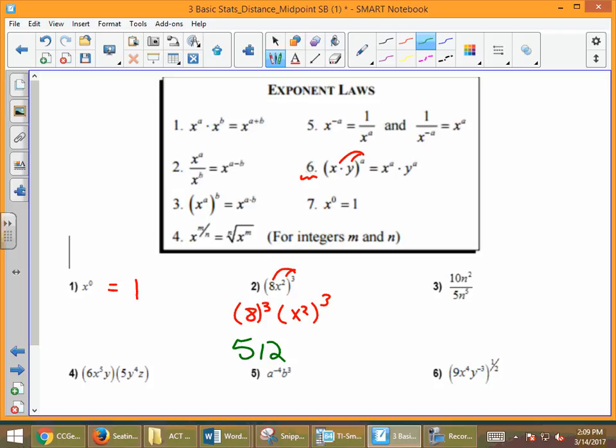Here, we still need to clean up. We have a power raised to a power. So look in this box. 3, something similar. We have a power raised to a power. What does it say we do with our exponents? Multiply them. So all we have to do is multiply the 2 and the 3. What's 2 times 3? 6. So it becomes x to the 6.